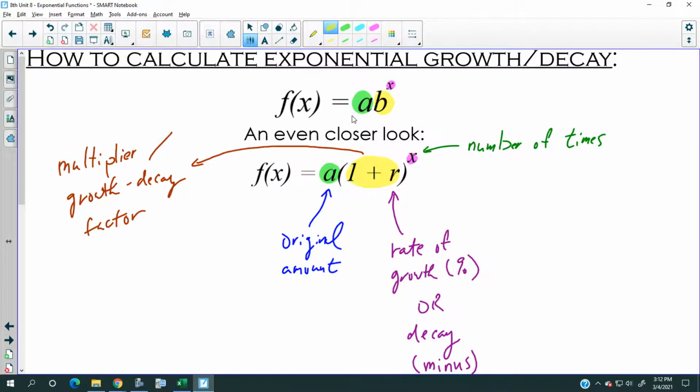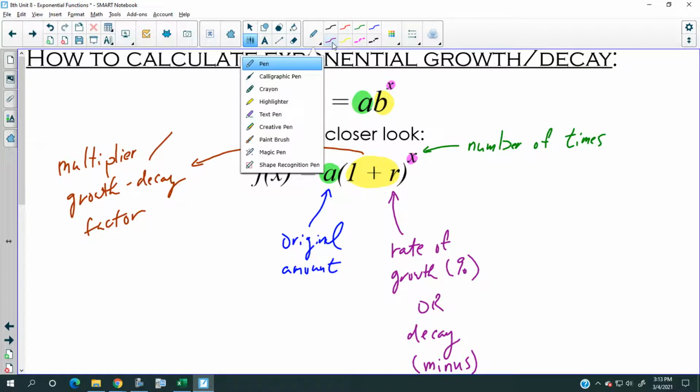Again, a is the initial value, b is the multiplier, and x is the number of times. So that hasn't changed. A and x don't change. B just went from b to 1 plus r. So what gives? Why? Well, look at this.